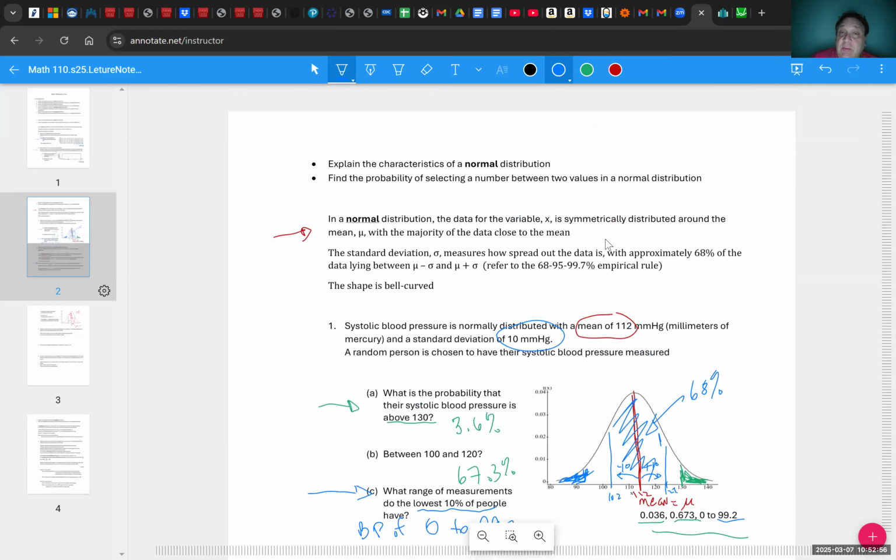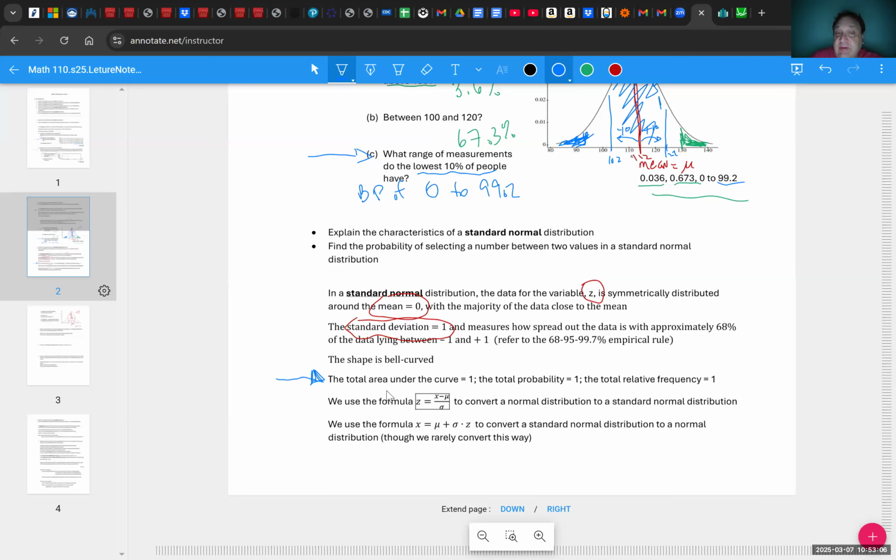In a regular normal distribution, this one, for example, up here, the area is not necessarily going to be 1 or anything like that. It can be whatever it wants to be. But in a standard normal distribution, the area is always 1, the probability is always 1, the total relative frequency is always 1. This is a special formula right here. I'll have it on the next page as well. It allows us to convert from any normal distribution into a standard normal distribution.